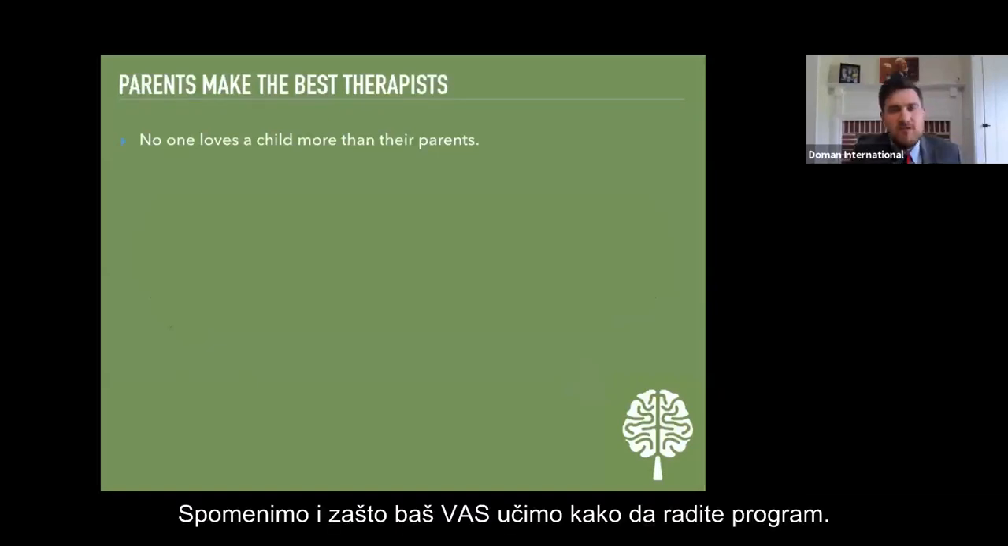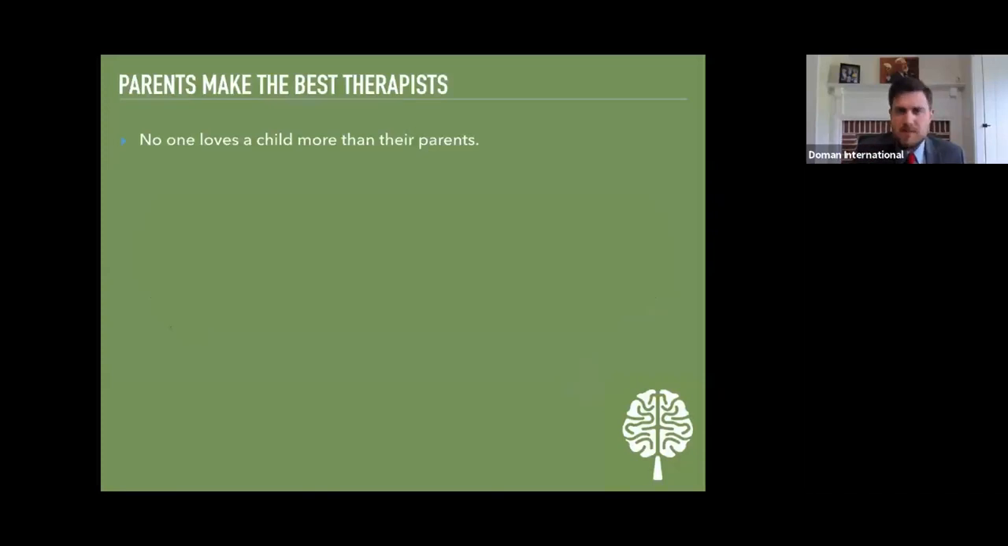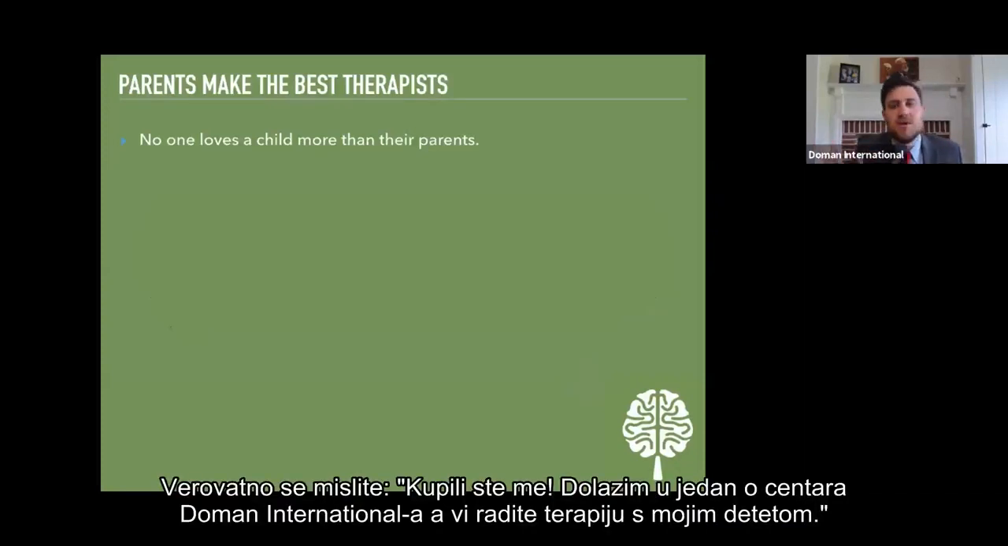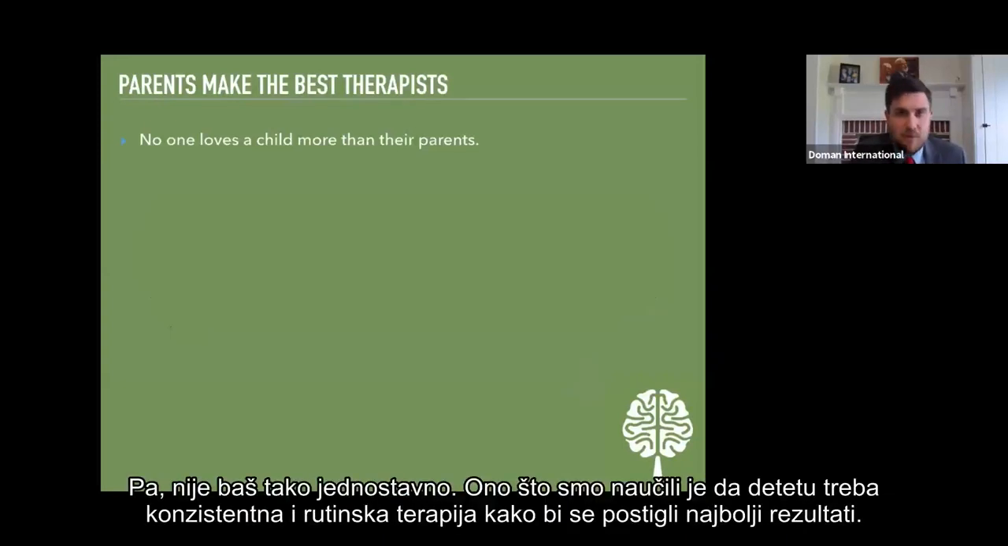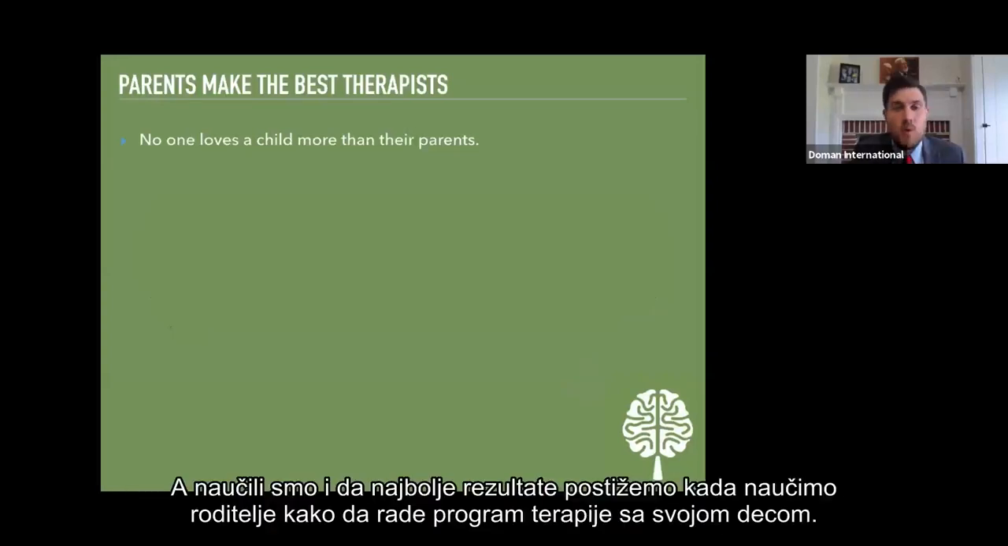Now, let's talk for a second about why we teach you how to do the program. So you might be thinking, well, I'm sold. You know, let me come to a Doman International Center around the world and you do the treatment with my child. Well, it's not that simple. Because what we have found is that a child needs consistent and routine treatment in order to get the best results possible. And what we have found is we get the finest results when we teach our parents how to do the treatment program with their children.